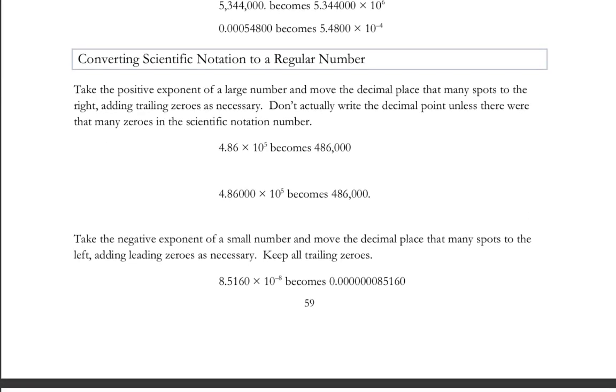And of course, we can go from scientific notation to a regular number. We just move the decimal point. So 4.86 times 10 to the 5, we move that decimal point 5 places and end up with the number 486000. Positive exponent means big number. 8.5160 times 10 to the minus 8, we move the decimal point 8 places toward making it a smaller number.